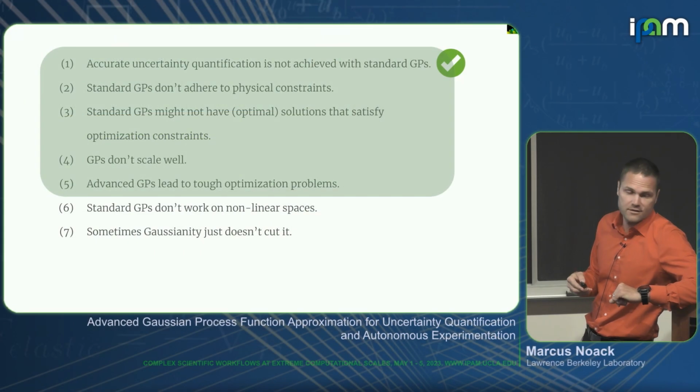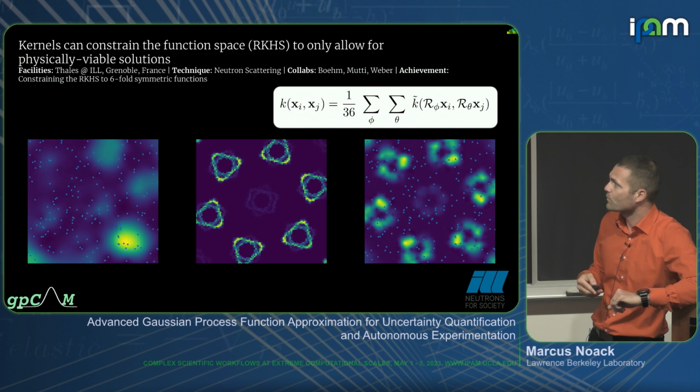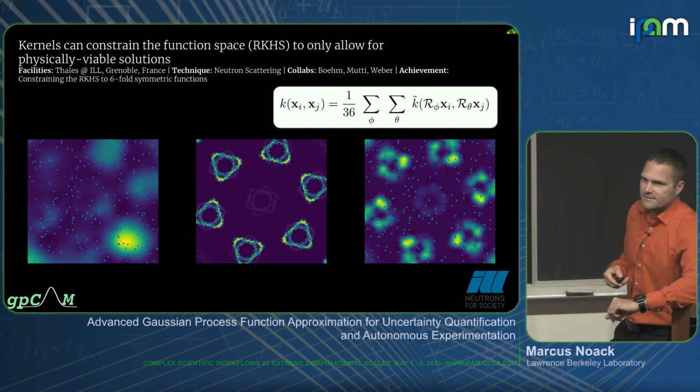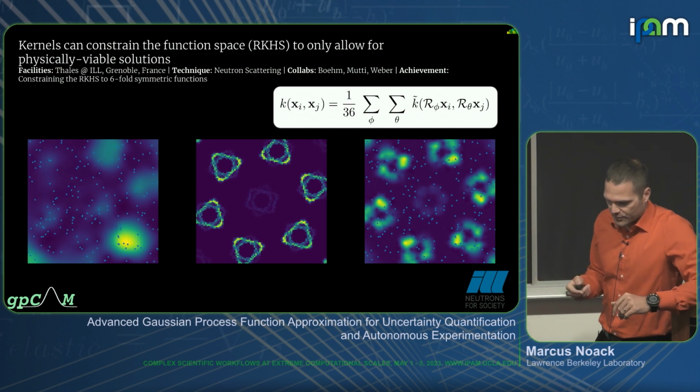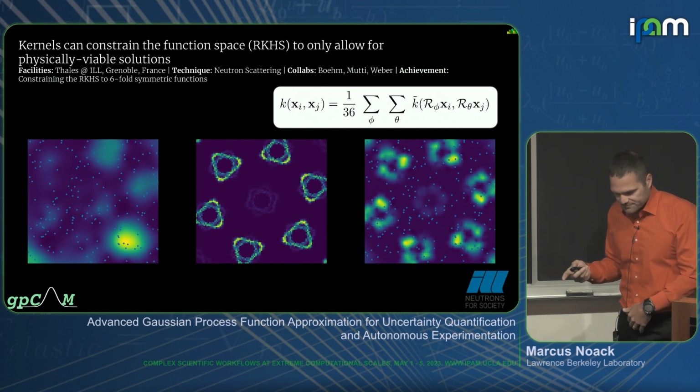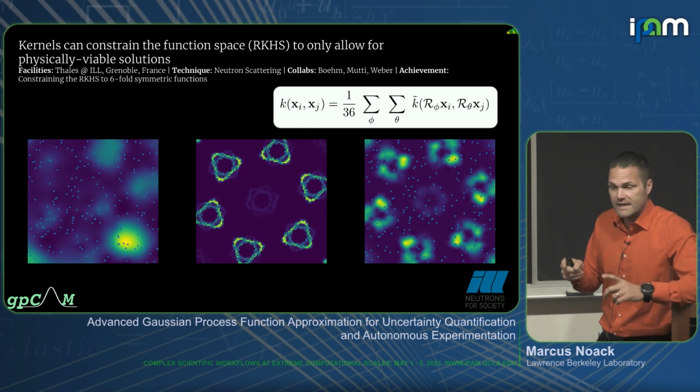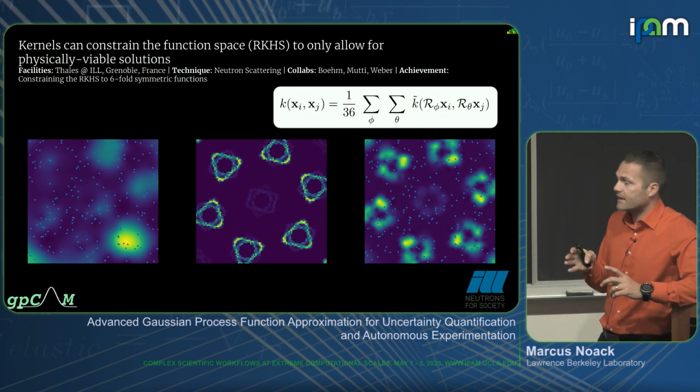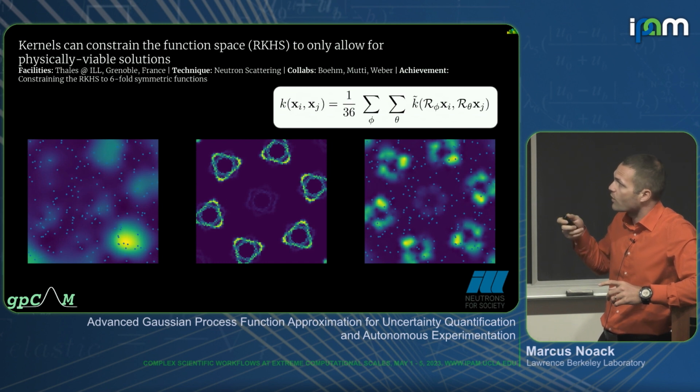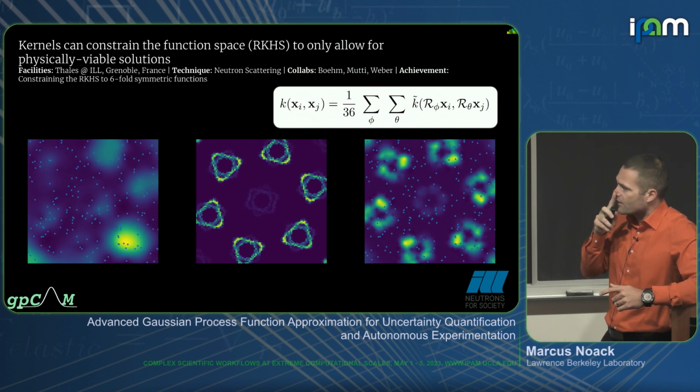Okay, so number one is applied. Let's talk about the physical constraints. A typical example of physical constraints, and we talked about that earlier in the example, is symmetry. And it turns out kernels can also take care of that problem for us. So this is an example from ILL.